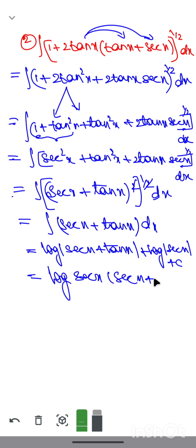Okay, secant x into secant x plus tan x. Yeah, this must be our final answer. Hope you have understood. Moving to the next question.